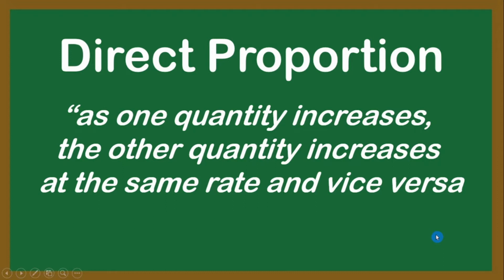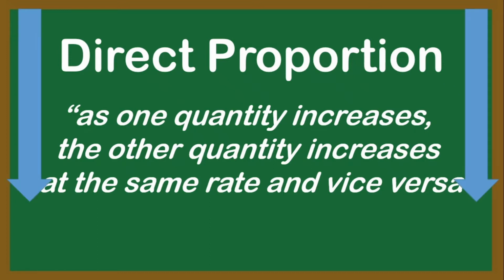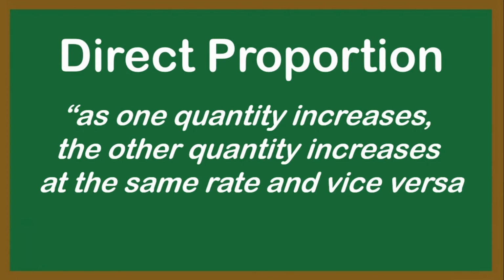Direct proportion. As one quantity increases, the other quantity increases at the same rate and vice versa. So, ano ang ibig sabihin nito? Kung ang isang quantity daw ay tataas, yung isang quantity naman na kino-compare natin ay tataas din. At kung yung isang quantity ay bababa, yung isa ay bababa rin.